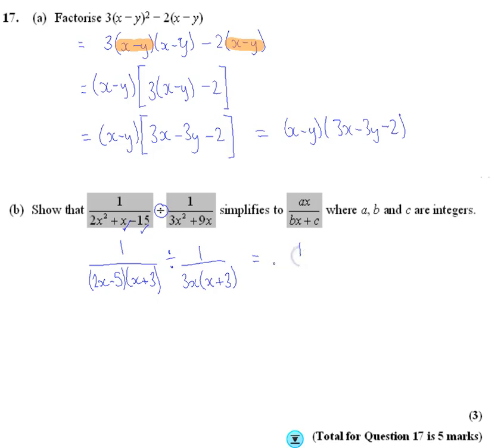So what I'm really going to do is have 2x minus 5, x plus 3 here, but I'm going to turn it to a multiply because I know how to do that, and that's going to be 3x over x plus 3 here, all over 1. But what happens when we multiply fractions? We go across the top, and then we're going to go across the bottom.